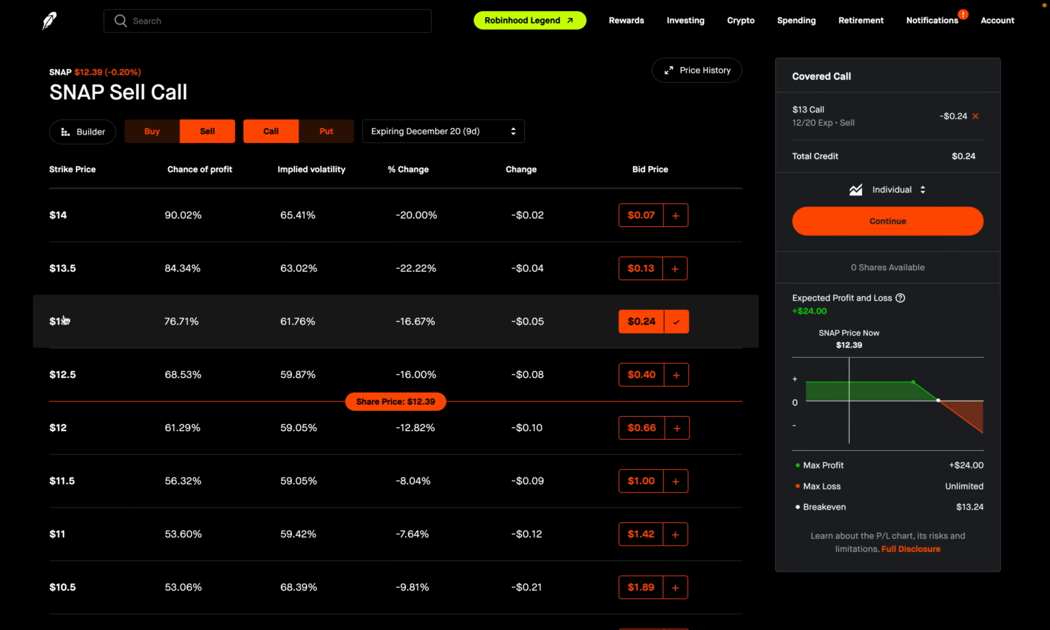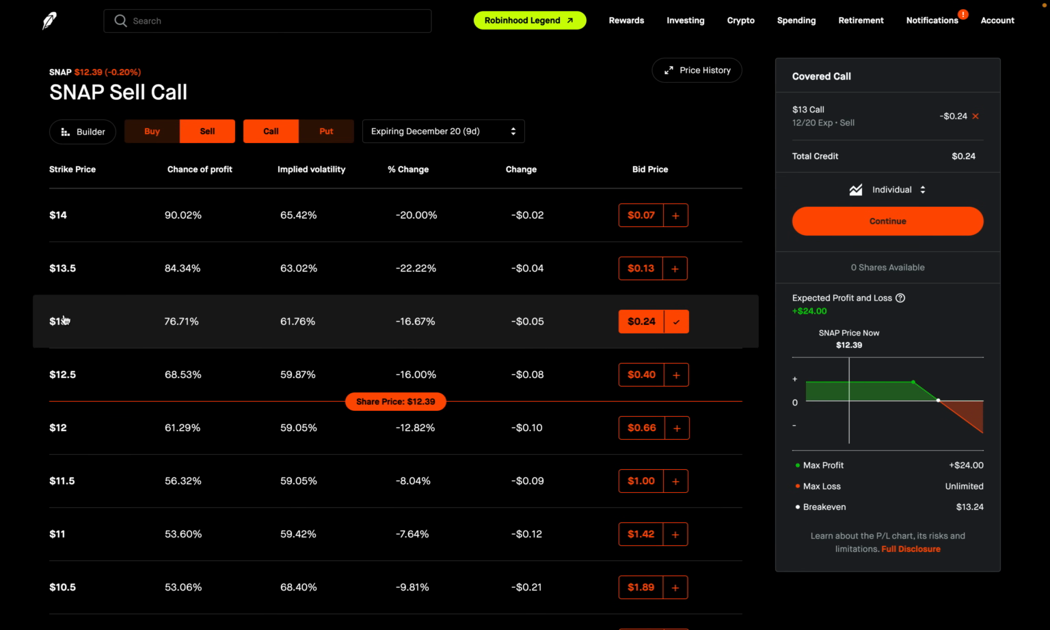Now, what if we were in a situation where we own 100 shares of the stock already, and we believe the stock is fairly valued, so we would not mind selling our shares if the price goes up a little bit, but at the same time, we would not mind buying more shares if the price goes down a little bit. That's where today's strategy comes into play.